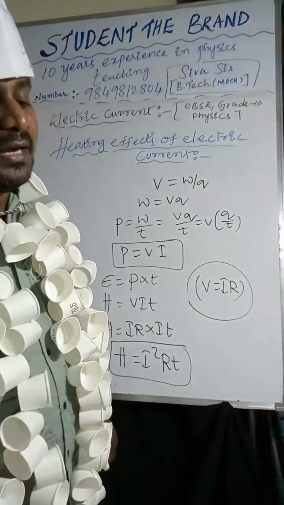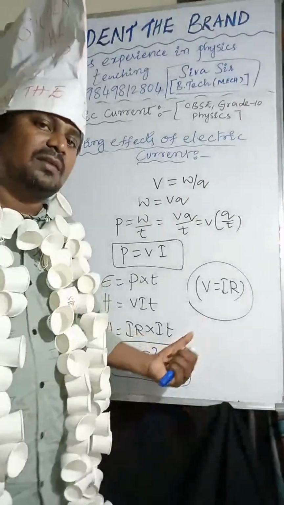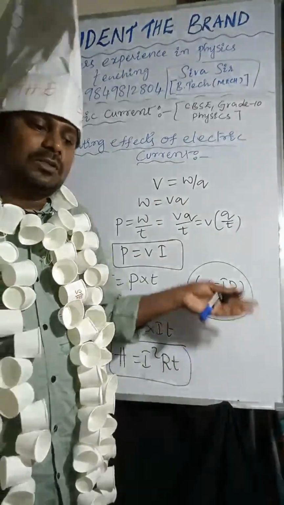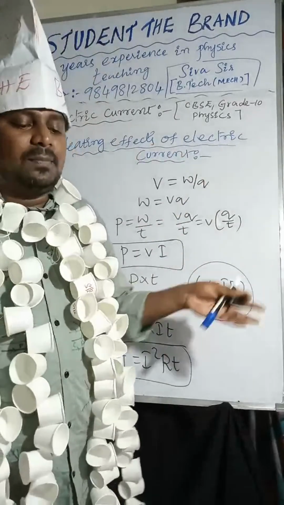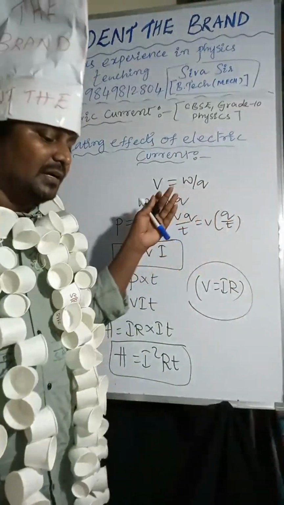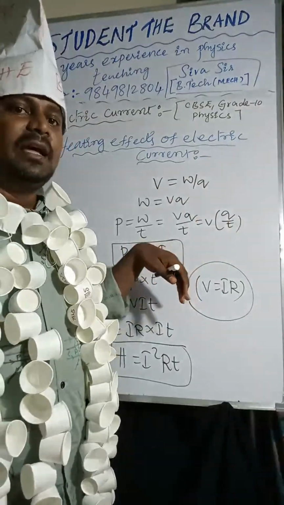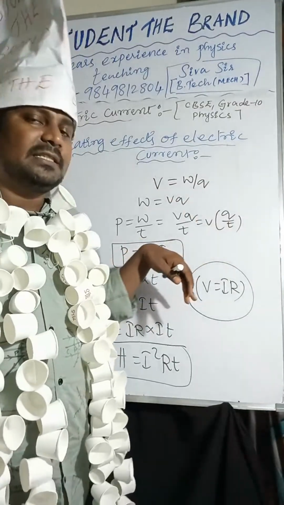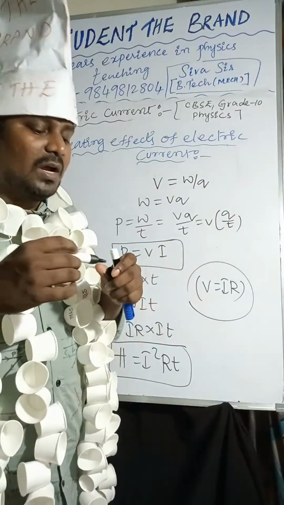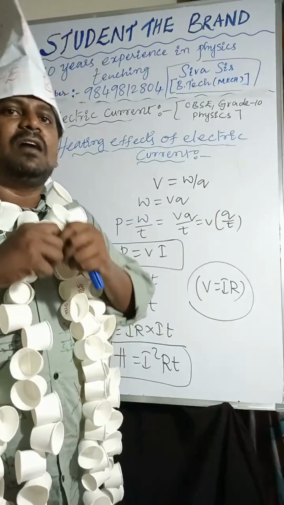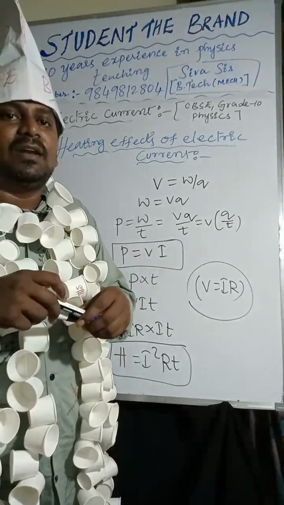Heat produced in the conductor is directly proportional to the square of current, directly proportional to resistance, and directly proportional to time. H is directly proportional to I squared, H is directly proportional to R, H is directly proportional to t. So this is about the heating effect of electric current.